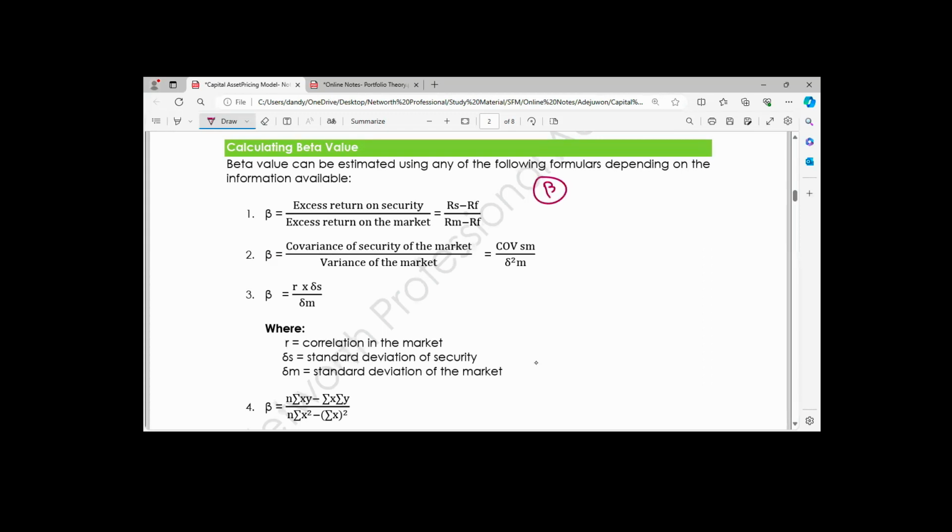Okay, the challenge is how to estimate the beta value, because there are 5 different ways in which you can calculate beta value. And on that day of your exam, if your examiner is going to test the capital asset pricing model, the challenge will be how you are going to estimate the beta. And that is the essence of what we want to do now.